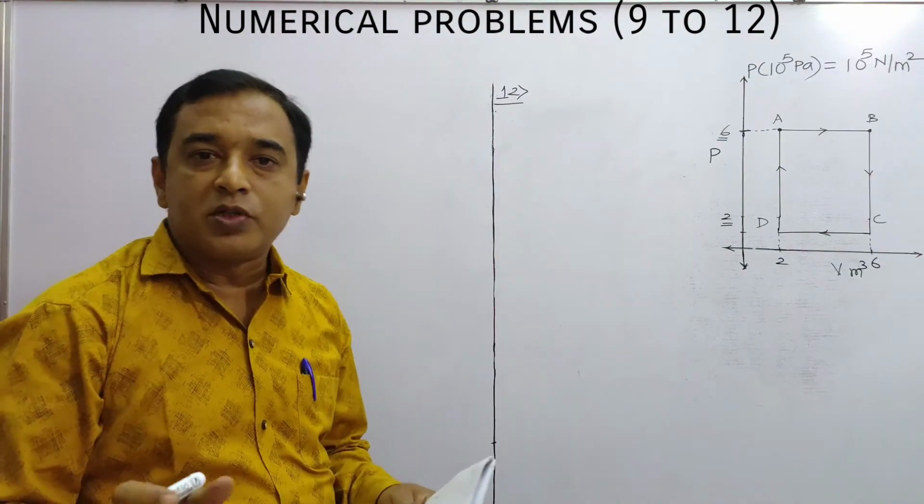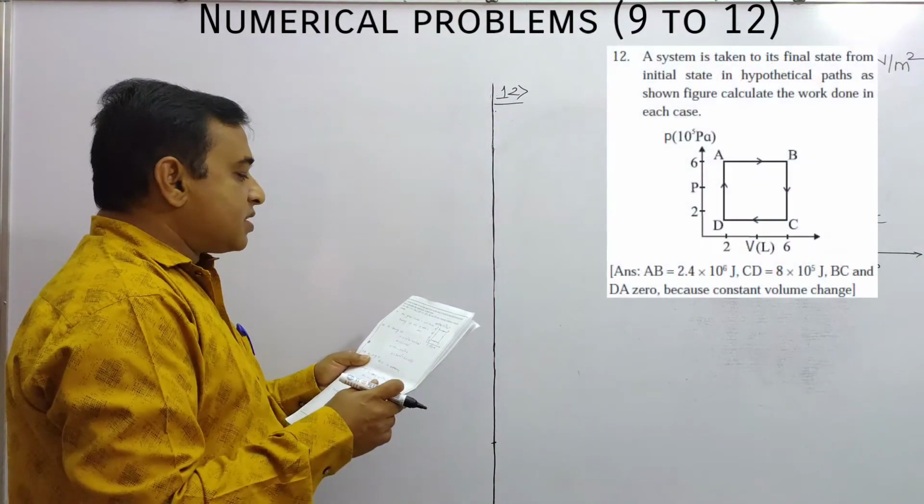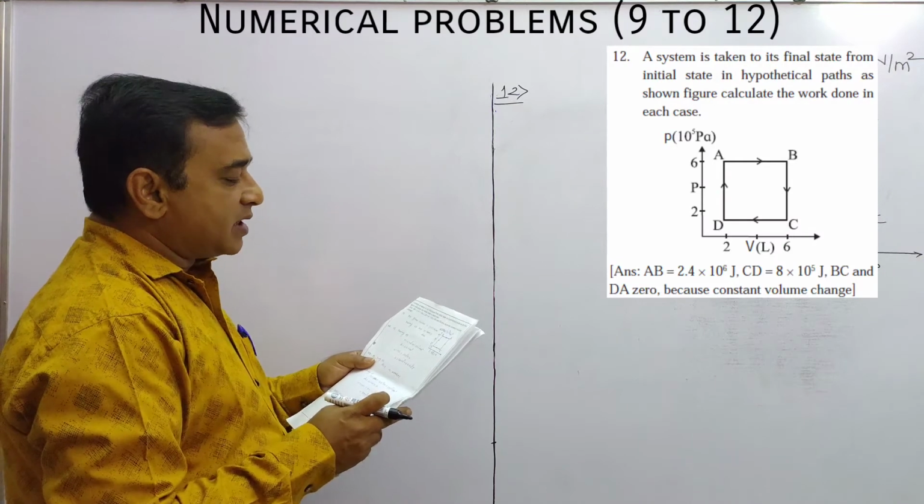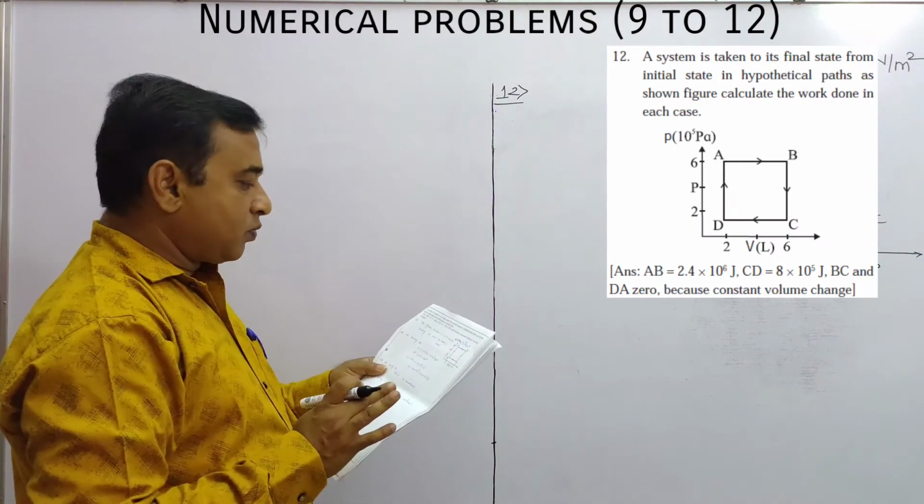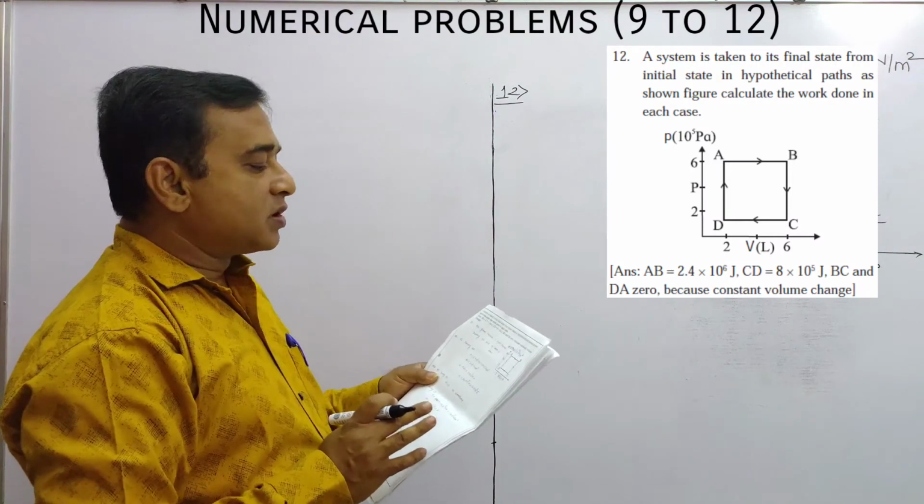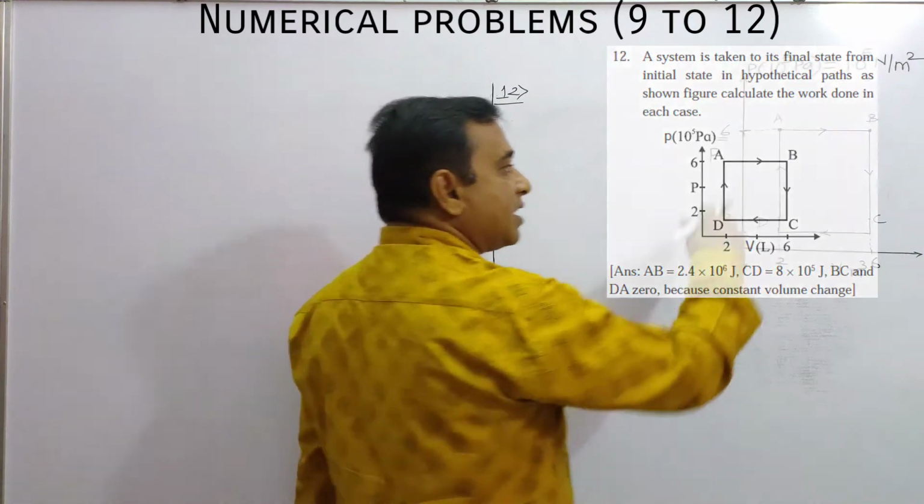Now we have problem number 12 before us. Let us read the problem and see the diagram. A system is taken from its initial state to its final state in a hypothetical path, which is shown in the figure. Calculate the work done in each case. In each case, we need to consider that this is a cyclic process.